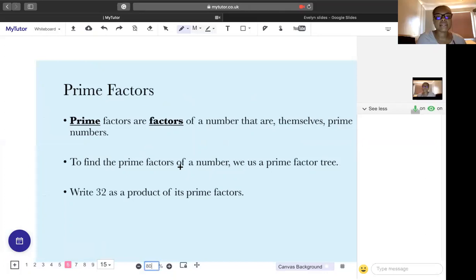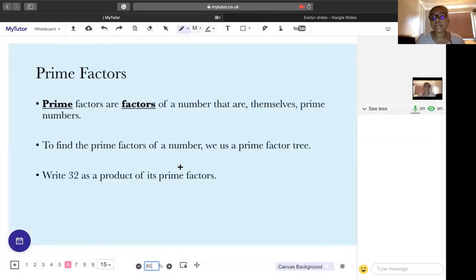So prime factors. We already know what a prime number is. It only has exactly 2 factors, 1 and itself. Now prime factors are factors of numbers that are themselves prime numbers. So in your GCSE, you're supposed to be able to write numbers as products of their prime factors. The way we do this is we use something called a prime factor tree. We start with the number and think of different numbers which are factors of this number, and then we start to draw a tree.